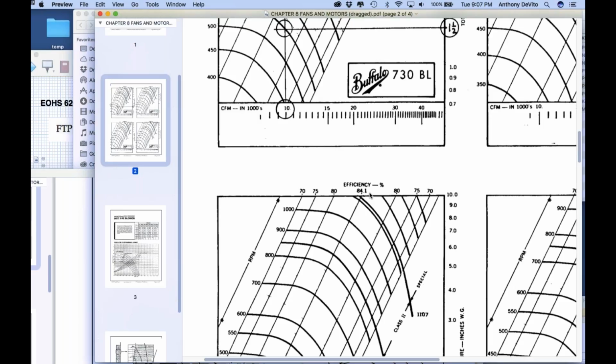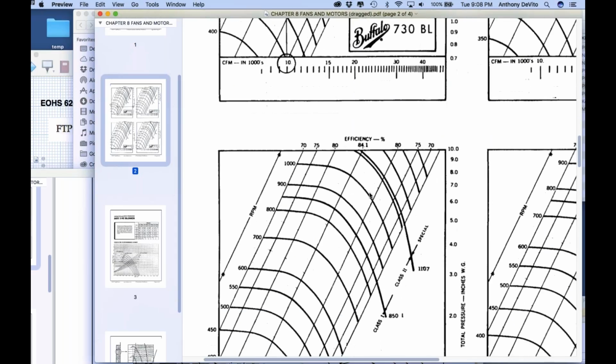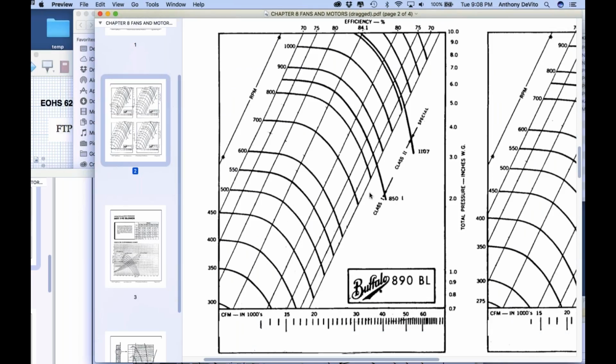But you got to understand, you might be working on a fan the size of this room, right? You have a nuclear power plant, and you're trying to ventilate an area or something like that. You have an exhaust system, you want to ventilate an area. You can have an enormous fan. So this comes from the manufacturer. Yeah, you get these from the manufacturer.